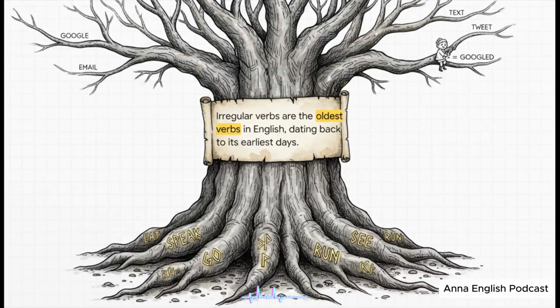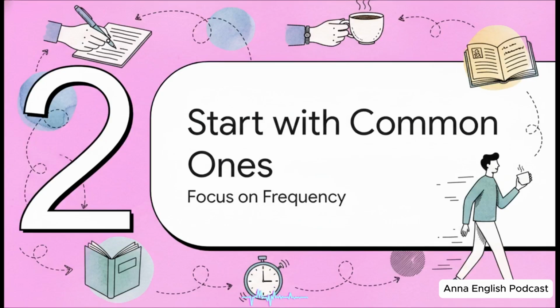So why do we even have these things? It's actually a pretty cool piece of history. These irregular verbs aren't just random mistakes. Nope, they're actually the oldest verbs in the English language. Words like speak and eat go back for centuries. It's the newer verbs like to Google that follow the simple rule. We just say Googled.